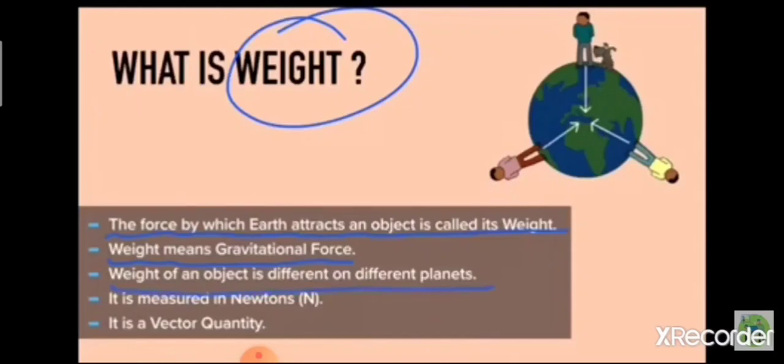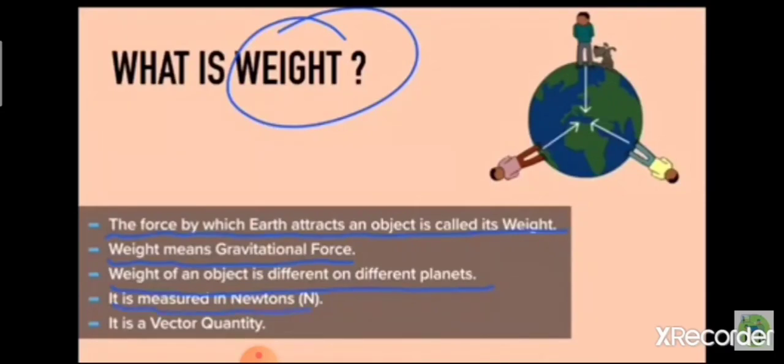So students, next point is weight is measured in newtons. It is denoted by letter N. So mass is measured in kilograms, but weight is measured in newtons. So we have a different unit to measure weight, that is newtons. And the last point is it is a vector quantity, means it has magnitude as well as direction.